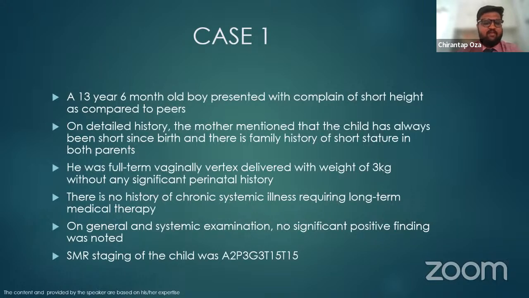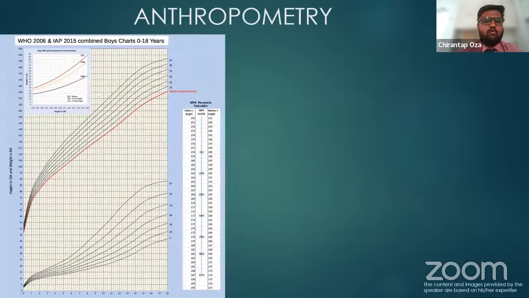The SMR, the sexual maturity rating of the child, was A2, P3, G3, which corresponds to Tanner stage 3 for boys. Now plotting the child on the growth chart, his height was 140 centimeters and his weight was 30 kgs. Now we luckily had some past records of height on this child.